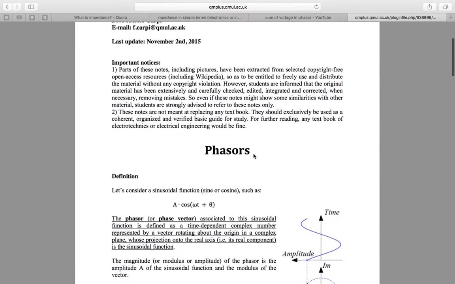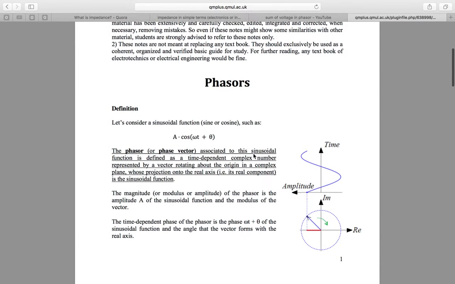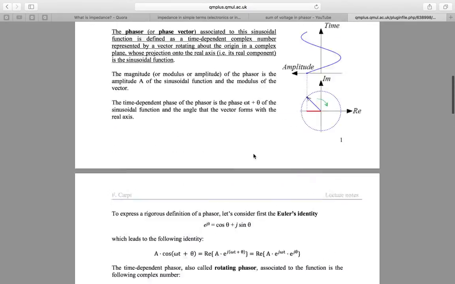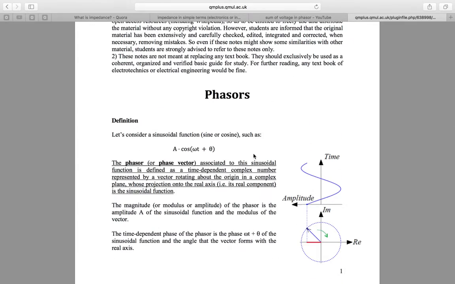So phasor is a crucial component of our course because it is a way to represent a sinusoidal function. And there is a definition which is quite long. We say that a phasor is a time-dependent complex number represented by a vector rotating about the origin in a complex plane, which projects the sinusoidal function. So this is the definition that we have here. I'm not sure if you have to learn it by heart, but we carry on.